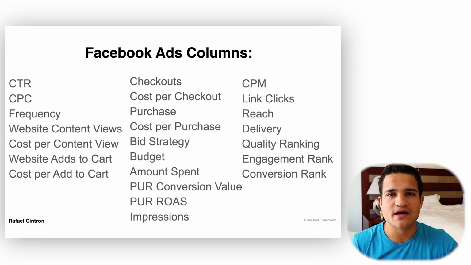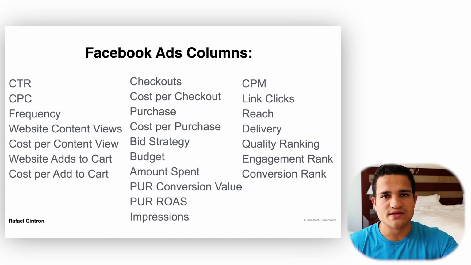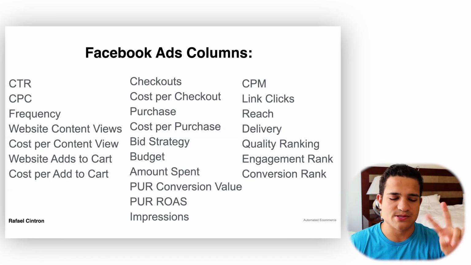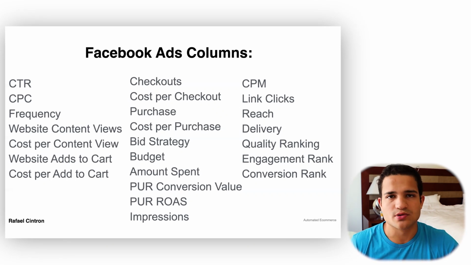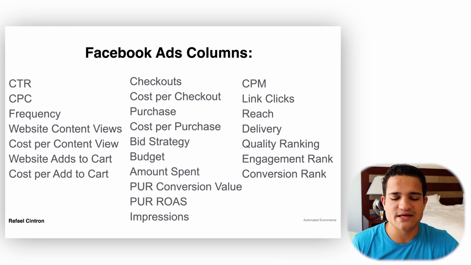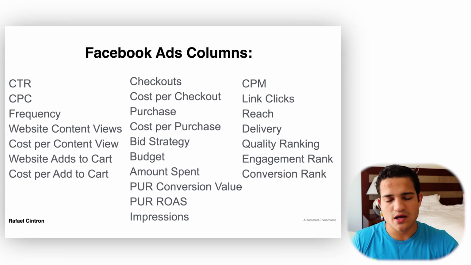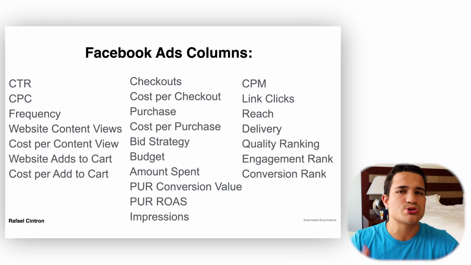Purchase return on ad spend, how much are you making for every dollar that you spend? Think about it as a machine. Let's say you put $1 in, you get $2 back. Your purchase ROAS, return on ad spend, is 2. Impressions, how many people are looking at your ad? How many people have seen your ad? CPM, cost per 1,000 impressions. We're gonna look at this based on just the cost of what it'll take to reach 1,000 people. Link clicks, how many clicks are we getting to the website? Reach, how many people are we reaching with our ads? Delivery, and quality ranking, engagement ranking, and conversion ranking, which are metrics that don't show up in the beginning when you're starting to run ads.